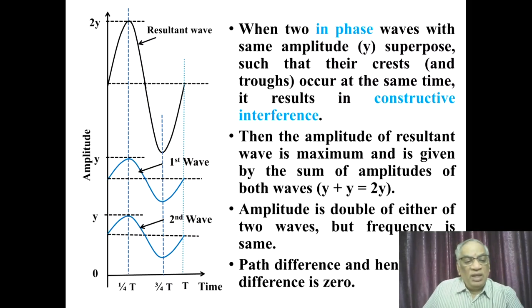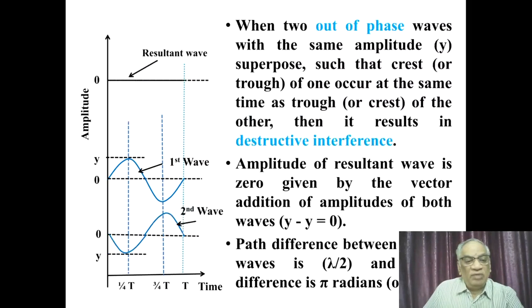They are in phase, that means their crests are occurring at the same time, 1/4 of T. Their troughs are occurring at the same time, 3/4 of the time T. T is the time period of the wave. Then the resultant wave crest also occurs at 1/4 of T, and the trough occurs at 3/4 of T, but the amplitudes will be 2y in both directions. The amplitude is double, but the frequency is the same. Hence the path difference and the phase difference will be 0 in the present case. Remember that both waves are in phase and have the same amplitude. This results in constructive interference.